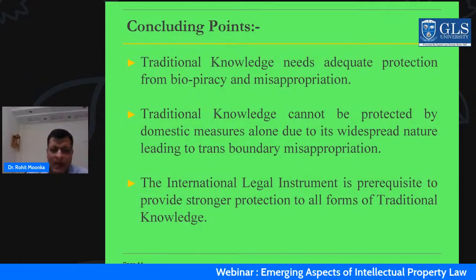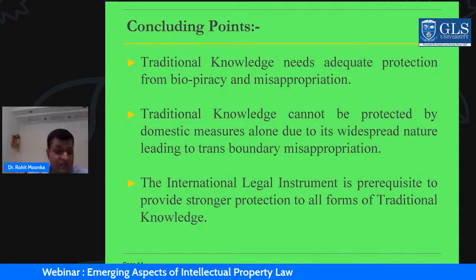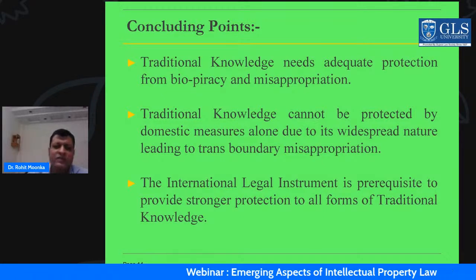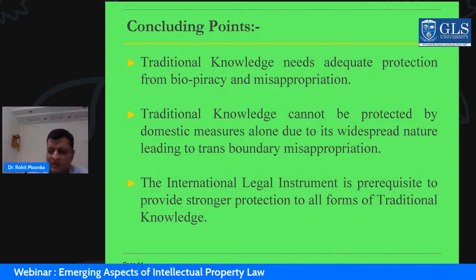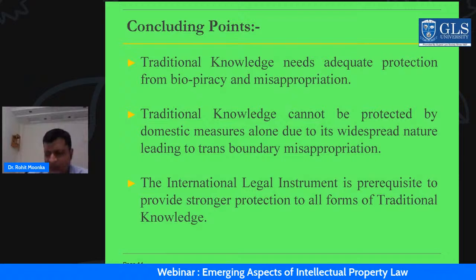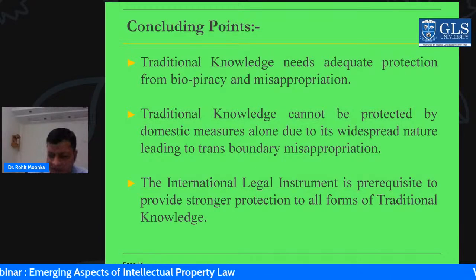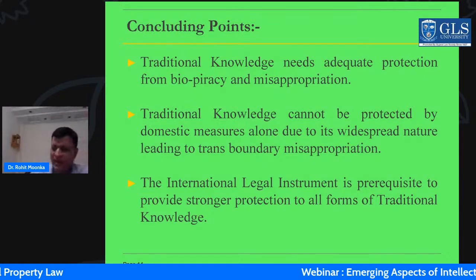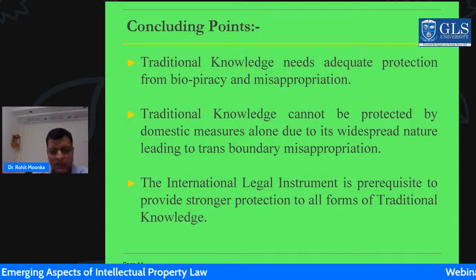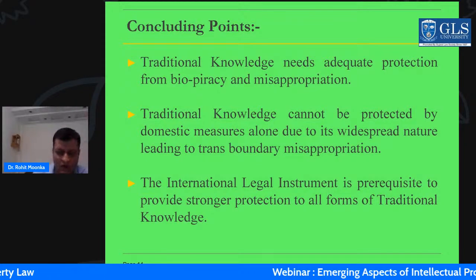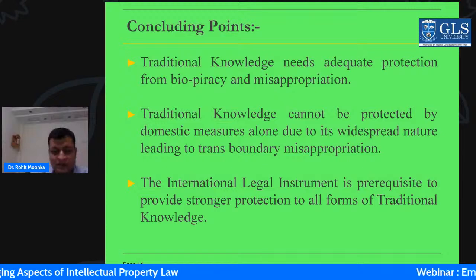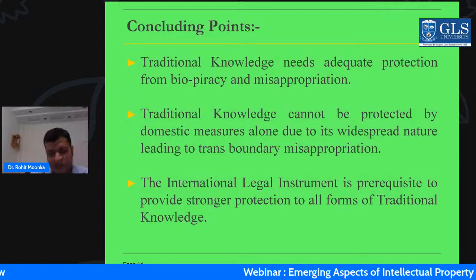And of course, traditional knowledge cannot be protected by domestic measures alone because there are threats of transboundary misappropriation. Let's say if India comes up with an exclusive national law safeguarding traditional knowledge, of course that will help to a large extent. But if a foreigner steals the Indian traditional knowledge, misappropriates it from India, and takes it to his home country, which doesn't have a specific law on traditional knowledge, then, as you know, laws are territorial in nature. So Indian law would not apply to that foreigner once outside the territorial jurisdiction of India. In such a case, that foreign national or foreign company would be in a position to misappropriate in some way or other.